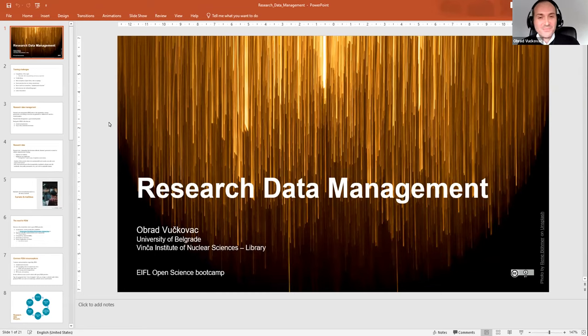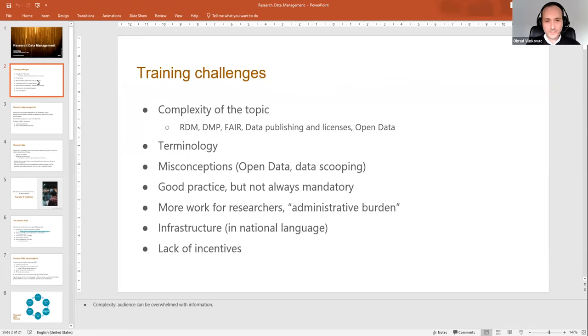So, okay, today the first lecture will be on research data management. This is a huge topic now, and it's a very complex one. There are numerous training challenges we have today with this topic. The topic itself is very complex. You don't deal just with RDM. There is also a related part of RDM, data management planning, DMPs. Then you have FAIR data principles as a way of better doing data management. And also data publishing and licenses is a very broad topic. And of course, the reason why we are here and doing this is open science and open data.